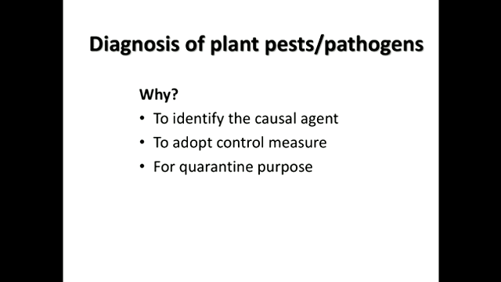And the reason for diagnosis is mainly to identify the causal organism. If you know the causal organism, then you could take a better control option, right? Because for fungus, bacteria and virus, the control measures should be different. Okay? And for quarantine purposes, we should know the causal organism. Otherwise, how can you take the quarantine measures? So these are the purposes.